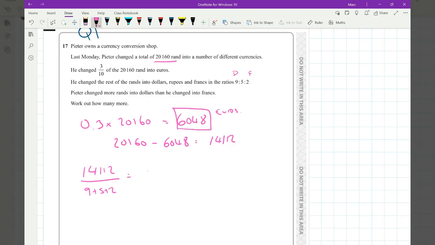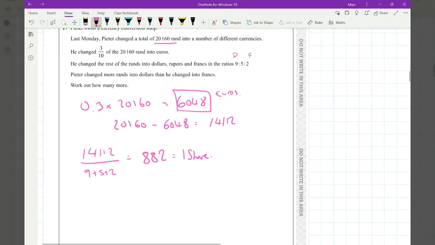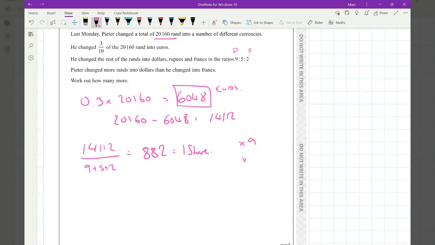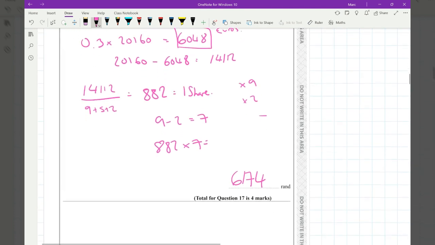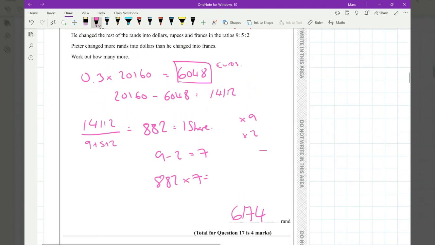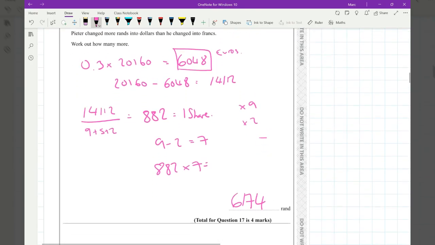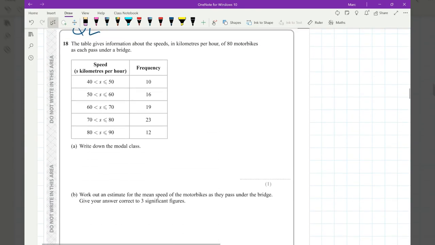I guess what's tricky about this is how wordy it is. So that's one share. Now, what we could do is we could times by 9, times by 2, and then subtract. But 9 shares minus 2 shares equals 7 shares. So we can do 882 times by 7. And that gives me 6,174. And that's my final answer. Okay, so 6,174 Rand more that was converted into dollars than it was into francs. Dollars and francs, good.